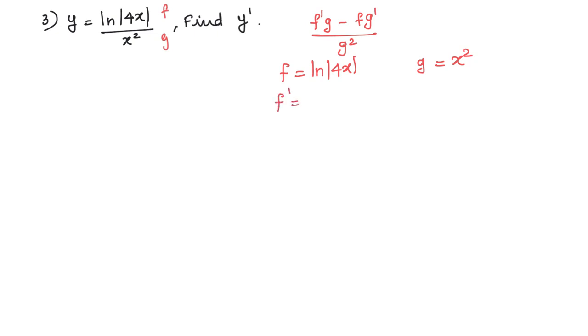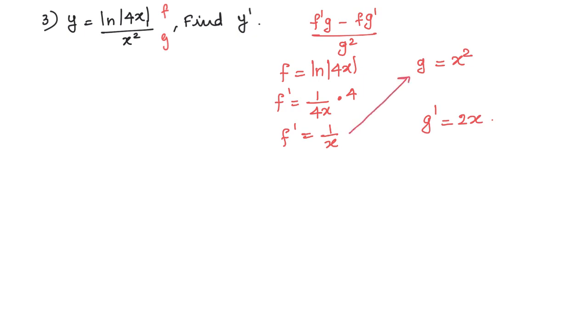So this is f and g. So f prime will be 1 over 4x. Then you need to apply the chain rule. So multiply by 4. So 4 will cancel. You will get just 1 over x. So f prime is 1 over x. G prime is 2x.